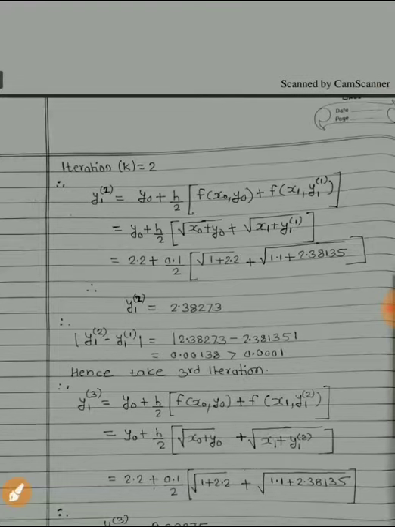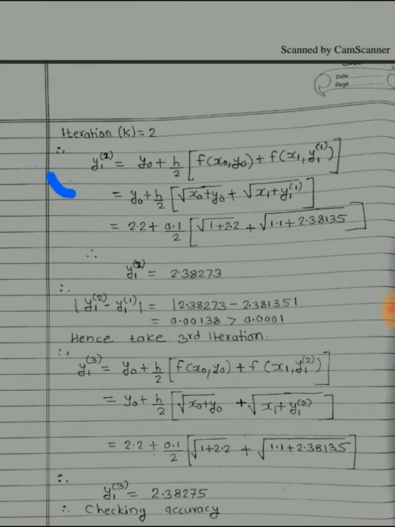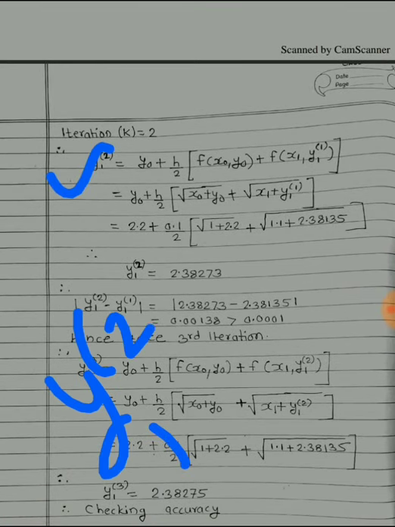So if you look at this formula, y1 square is equals to y0 as it is, h by 2 as it is, f of x0 y0 as it is, plus f of x1 as it is.